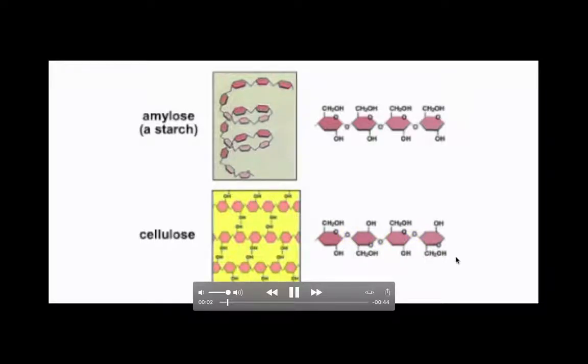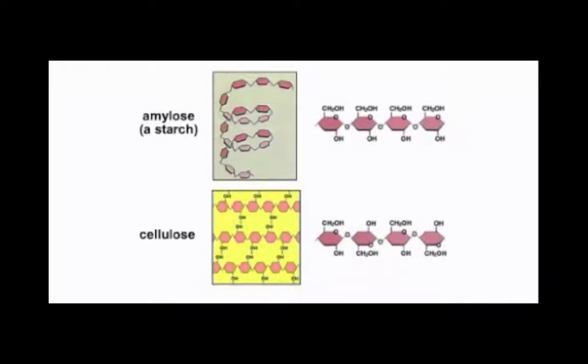The key to the difference in the properties between the two plant oligosaccharides, amylose, a form of starch, and cellulose, is their different bonding patterns. In amylose, the covalent bonds angle each monomer with respect to the next in line, and the chain coils like a spiral staircase. Such coils are not especially stable. Many OH groups project outward from the coiled chains, making the molecules readily accessible to enzymes.